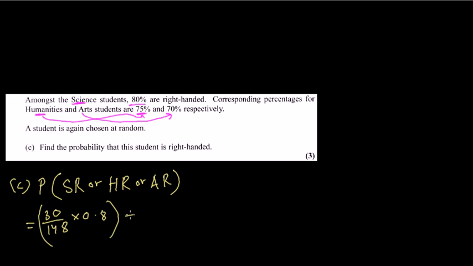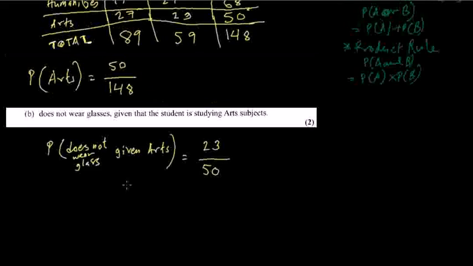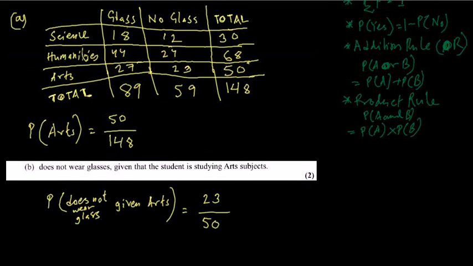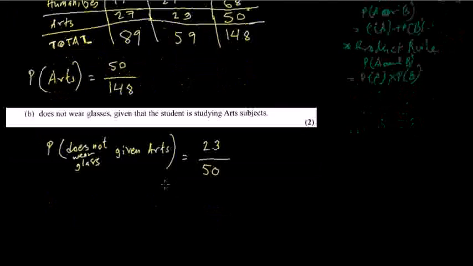Or means or rule, addition. Then we have humanity student and right-handed. Let's check the table again. There are altogether 68 students who are humanity student. Remember, that is the event, and the total is 148. So it means 68 by 148.